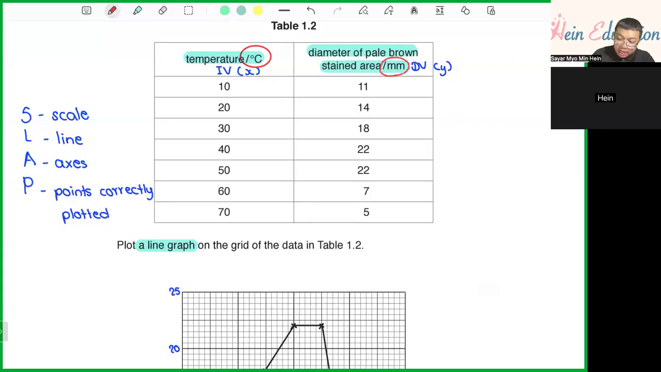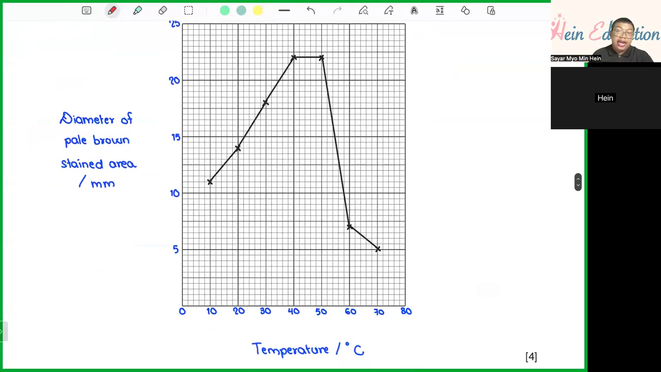And then here, distance. You are not putting the unit on every single temperature like this. It's not recommended. You have to write the unit in the heading. So we got axis, and P is points correctly plotted. You have to plot everything correctly, and then you draw a line using a ruler and a pencil.